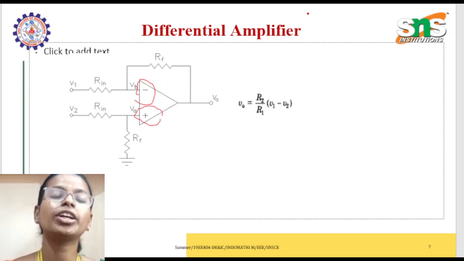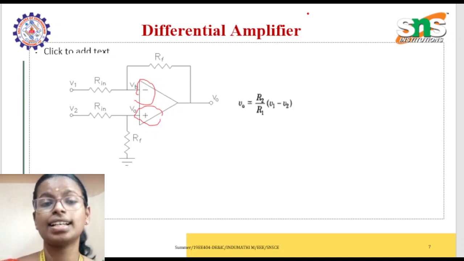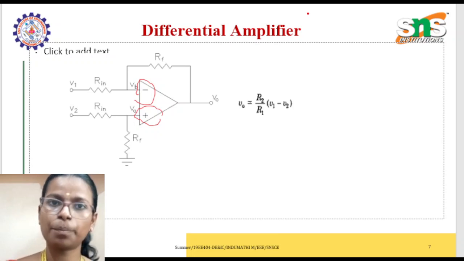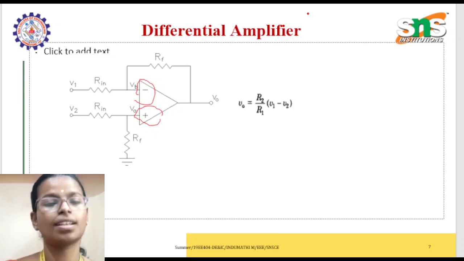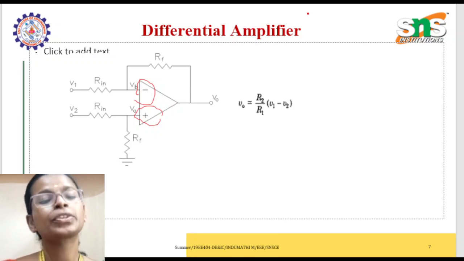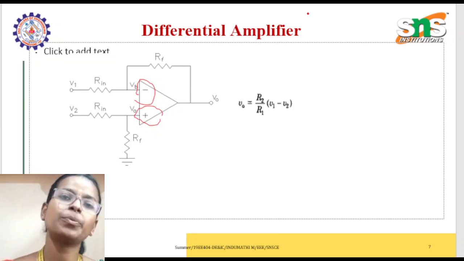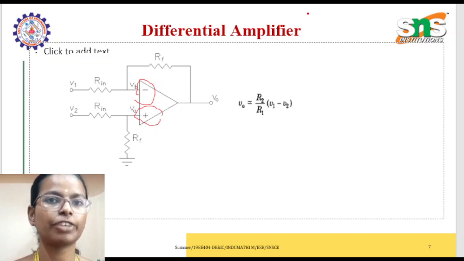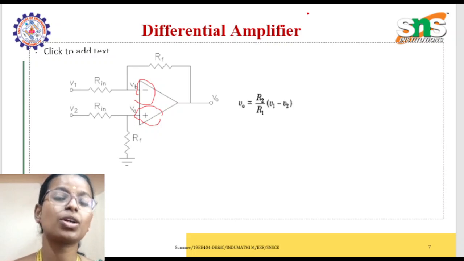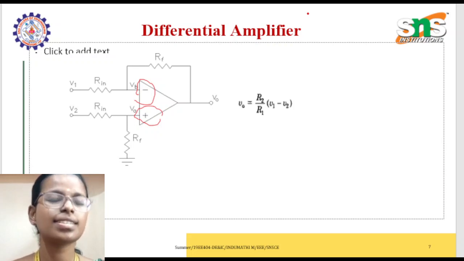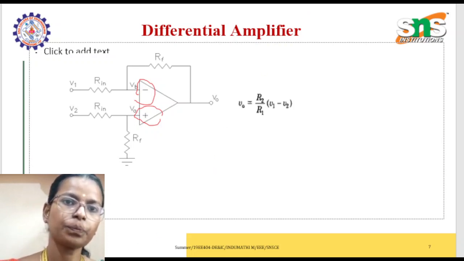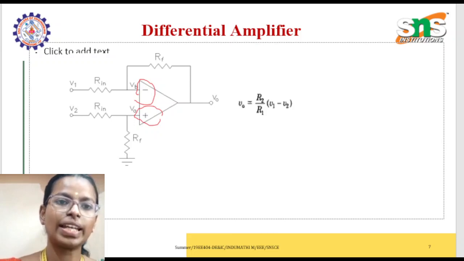For example, when we give two inputs with the same magnitude and same phase, what will our output be? It's a differential amplifier, so when we have the same inputs, the difference will be 0, so the output will be 0. But when you have different inputs, the difference gets amplified and you get the output. So how do you calculate the output voltage? It is the difference between the two voltages.